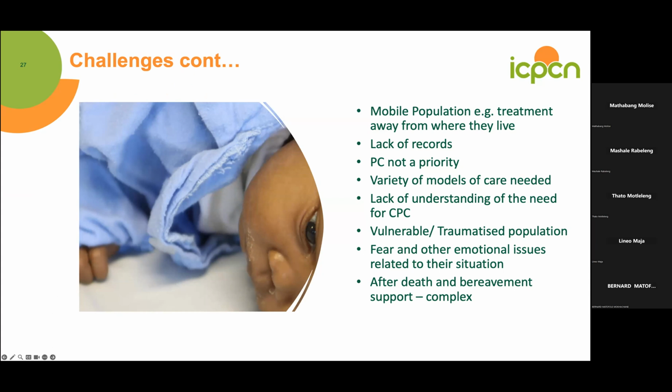I spoke to one Minister of Health who said, our children don't need palliative care because they don't die. Sadly, they do. And so even our governments need education and sensitization on the need for children's palliative care.